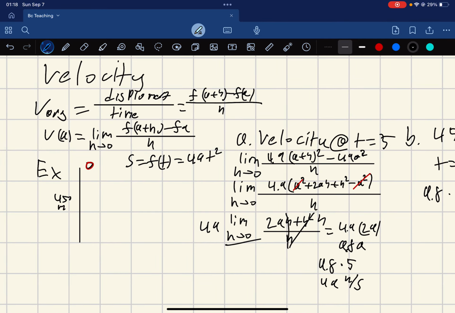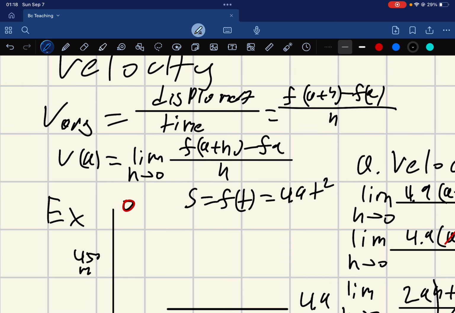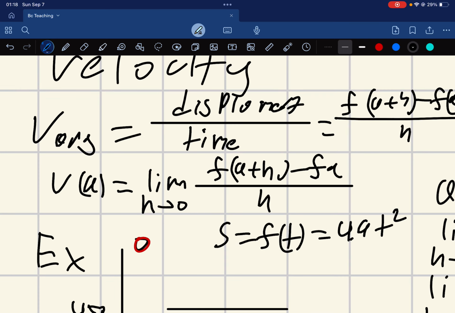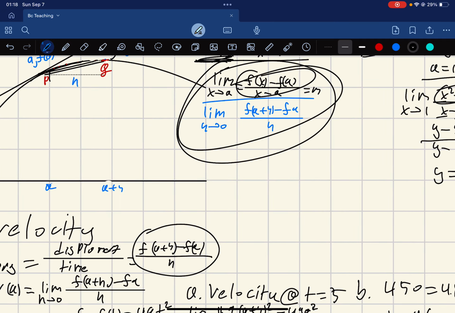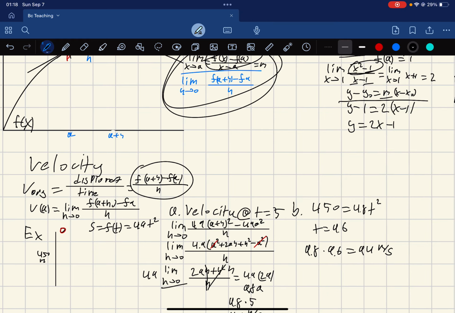Oh, velocities. So we define average velocity as our displacement over time, which is the same as the formula that we found here. There's a lot of circles, but yeah.